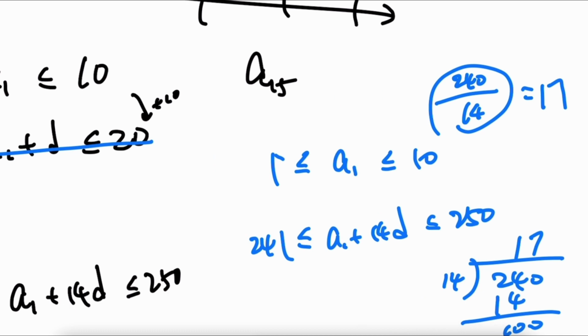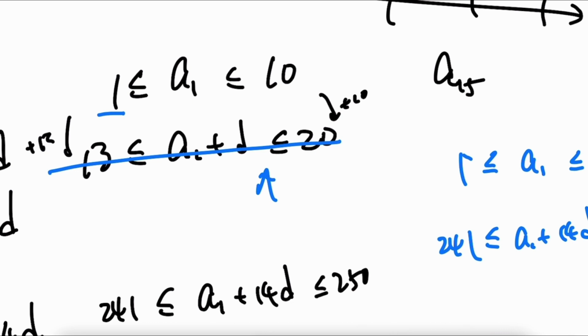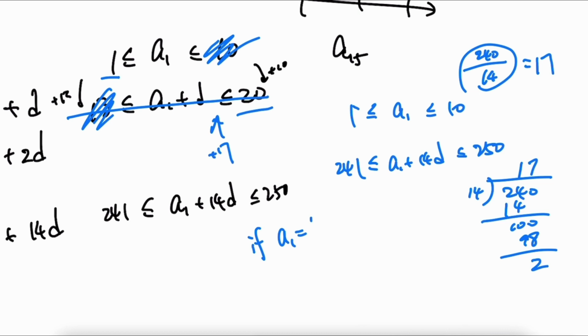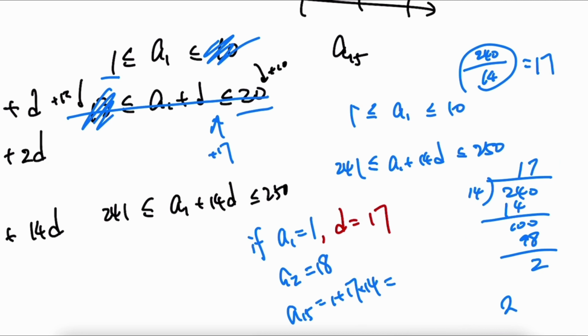And if we have 17, now let's take a look back at this equation. If we have 1 plus 17, that gets you straight up to 20. So we can kind of ignore these larger bounds of that and the lower bounds of this because it's kind of useless now. We just want to bound ourselves with this. Now, if A1 equals 1 and D equals, say, 17, then A2 is equal to 18, and A15 is equal to 1 plus 17 times 14, which is 238, which means that it is going to be 1 plus 238, which is 239. That doesn't work, does it?